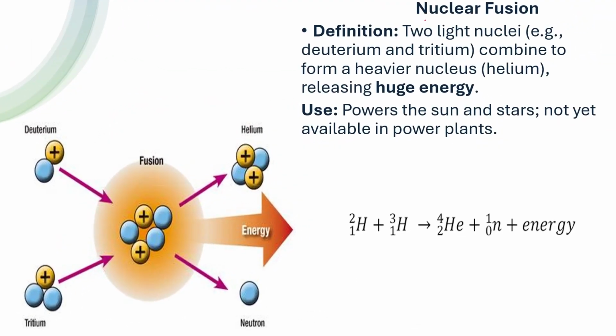Now, when we are dealing with nuclear fusion here, to fuse is to combine. So, two light nuclei, normally they use deuterium and tritium. These are what takes place in the sun and of course the stars, to be responsible for the heat from the sun and the stars.